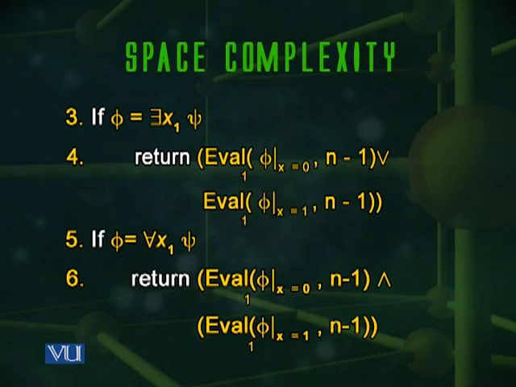In the second case, if phi is equal to for all x1 psi, we return the eval of phi restricted to x1 equals 0, comma n minus 1, and eval of phi restricted to x1 equals 1, comma n minus 1. So this algorithm is simply following the definition. It is a recursive algorithm, and so we have to compute its space complexity.